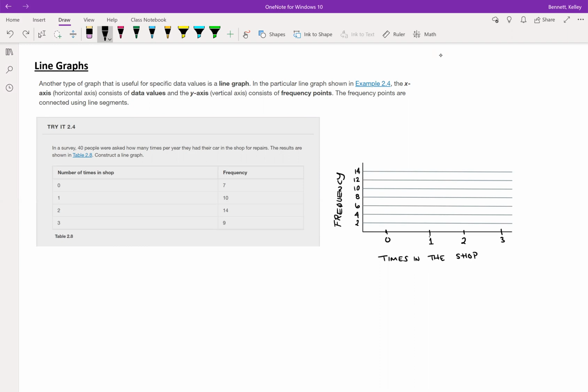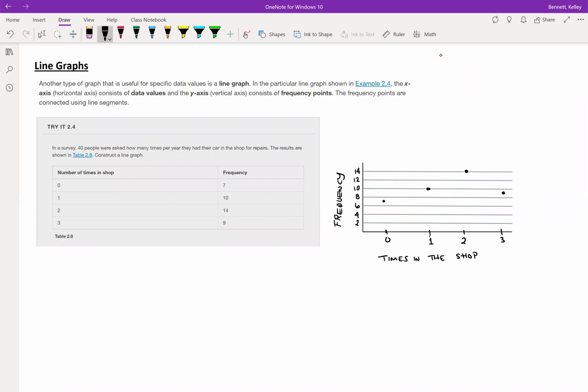All right, so we're just going to go ahead and plot this. 0 repairs, or 0 times in the shop, had frequency 7. So that's going to be right here. Then the frequency that someone had to go to the shop once was 10. So that's going to go here on the 10. For 2 times in the shop, the frequency was 14. So that's going to be here. And for 3 times in the shop, that was 9. So that's going to go here.